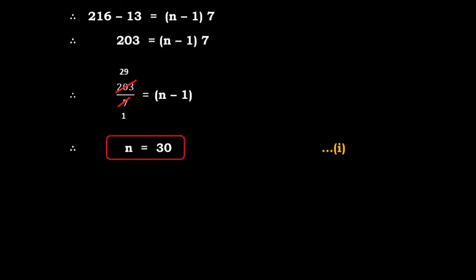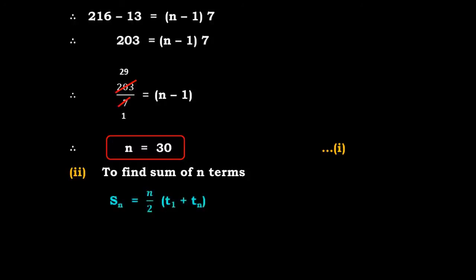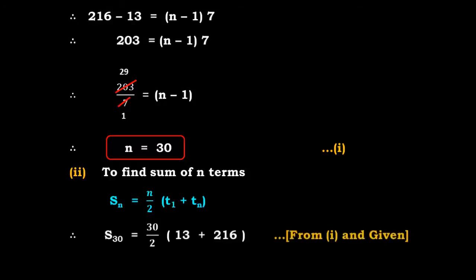Now second, we have to calculate the sum of n terms, that is Sn. Now see, Sn is equal to n upon 2 into bracket T1 plus Tn. So we can substitute this value to find the sum of n terms. n is equal to 30. So S30 is equal to 30 upon 2 into (13 plus 216). So 30 upon 2 gives 15.